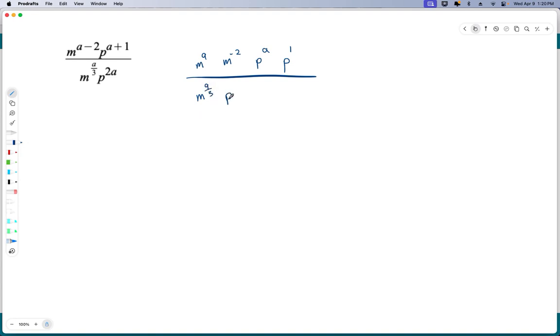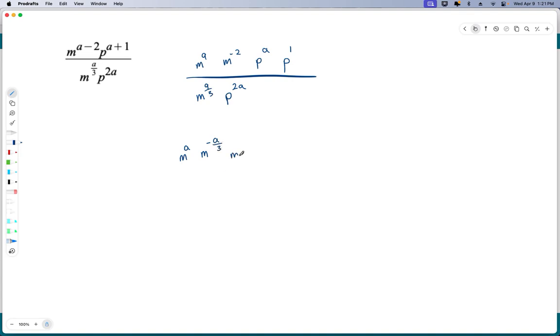and p^2a. Okay, so I'm going to bring these to the top and see what I can do with them. So I've got m to the a power, and this m has an a in it. So I'm going to go ahead and bring it up, but I'm going to change the sign. So it's m to the negative a over 3.